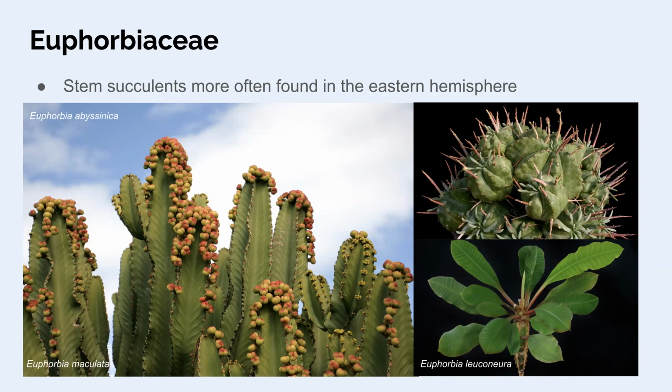And as you might notice off the bat, this is a group that can produce leaves. So if you see a stem succulent that has leaves, that also can be a nice tag for you to recognize your family Euphorbiaceae.